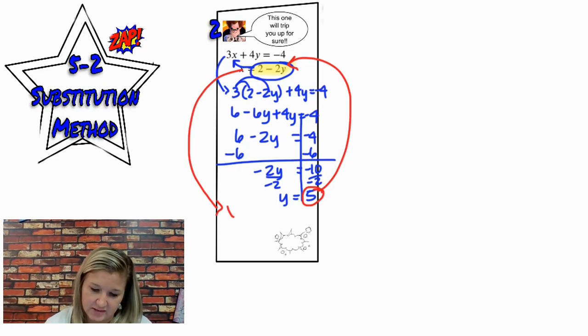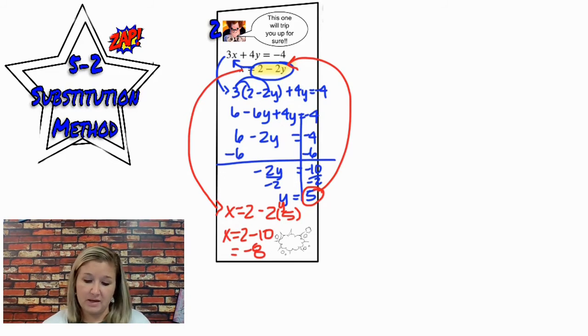So I have x is going to be 2 minus 2 times y, which it's not y anymore. It's now 5 because I know what that is. So then I'm going to have x is equal to 2 minus 10, which is negative 8. So now when we come back down here and we write our solution, it's going to be negative 8, because that's my x, comma 5. That's my solution, negative 8, comma 5.